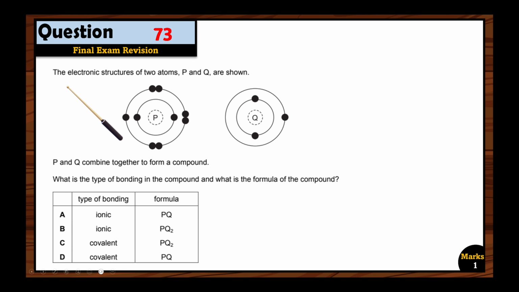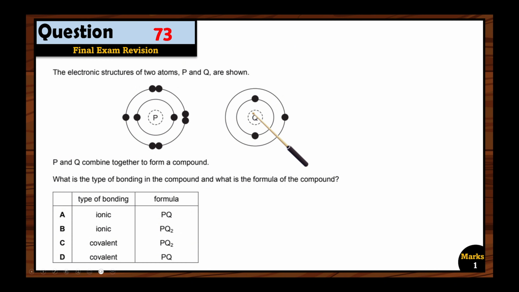Question number 73. The electronic structure of two atoms, P and Q, are shown over here. P and Q combine together to form a compound. What is the type of bonding in the compound and what is the formula of the compound? Now let's see how many electrons we have in the outermost shell. 1, 2, 3, 4, 5, 6, 7. 7. So it's a non-metal, right? Q has only one electron.